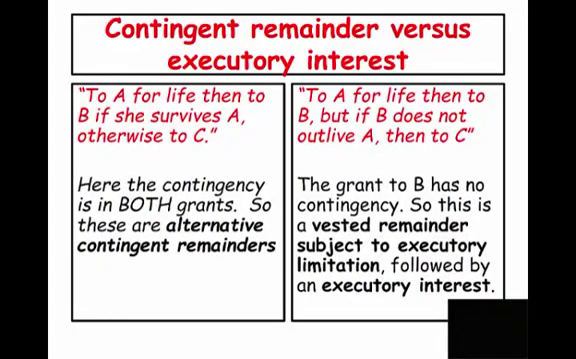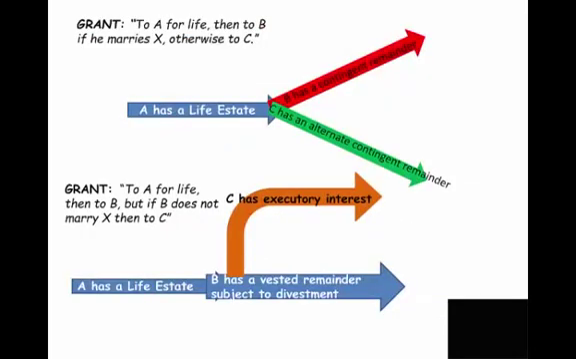By contrast, if the grant is to A for life, then to B, but if B does not outlive A, then to C, the grant to B has no contingency. So this is a vested remainder subject to executory limitation. And the grant to C, which is but if B does not outlive A, then to C, that's an executory interest. Another example. To A for life, then to B if he marries X, otherwise to C.